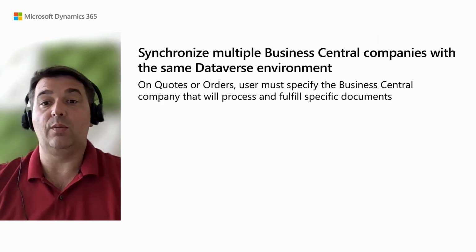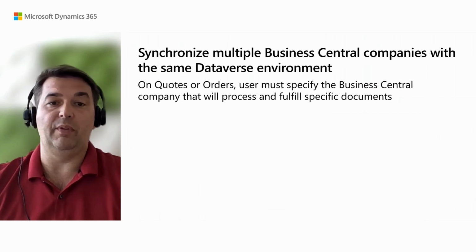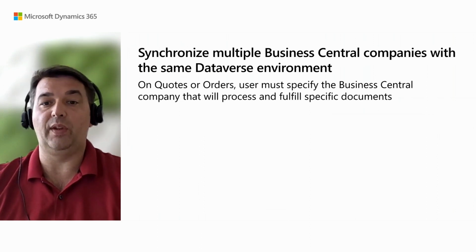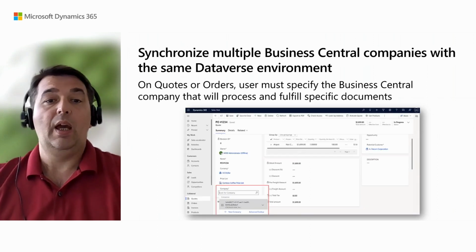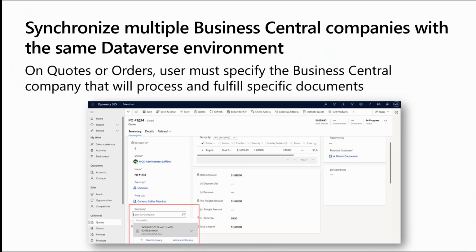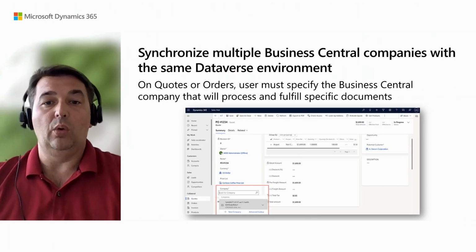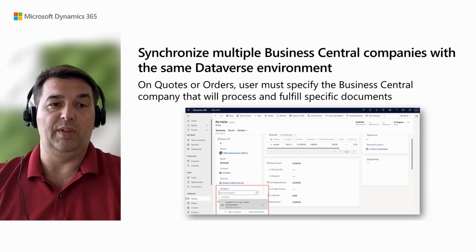Documents such as sales quotes or orders require users to pick the target Business Central environment and company that will process a specific document. As mentioned, for documents, company filters are now stricter, meaning sales quotes and orders without an explicit company defined will no longer show up in the list of sales quotes and orders that you can synchronize with a particular Business Central company.